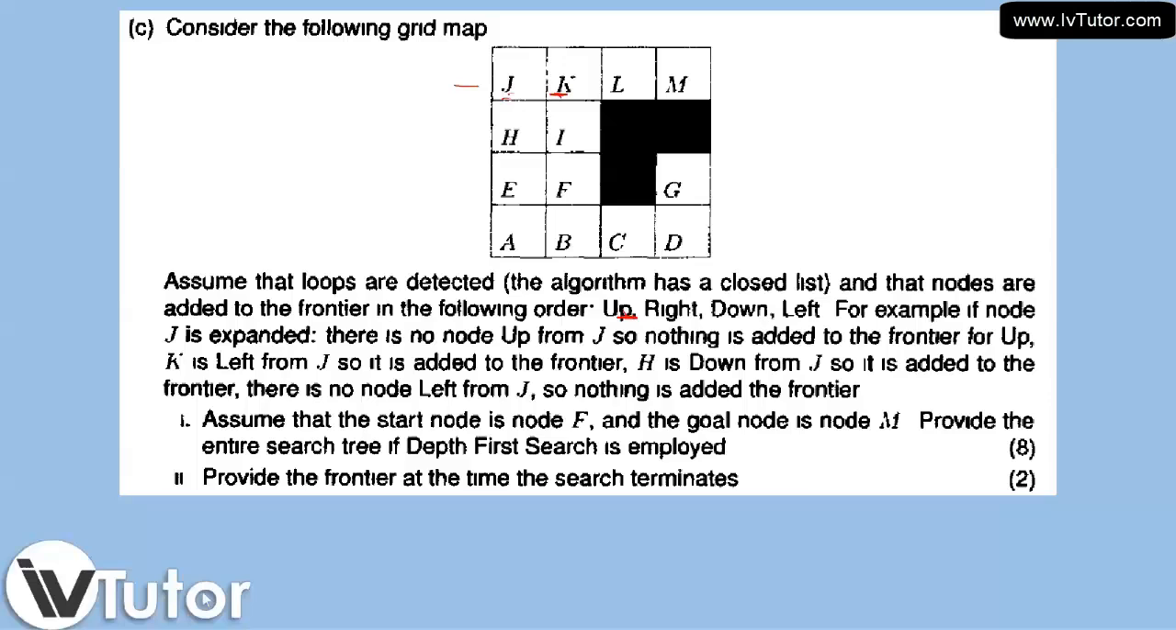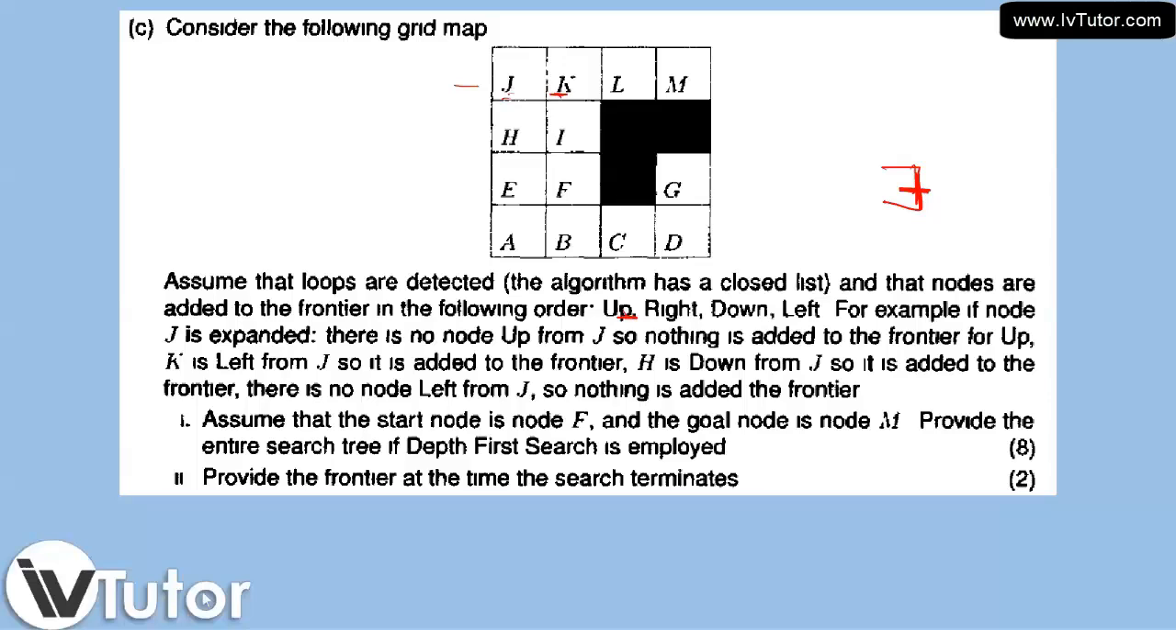Assume that the start node is F and the goal node is M. Provide the entire search if depth first search is employed. Adding to the frontier, as I mentioned earlier, is pushing it to the door of expansion. The frontier is the gateway for expansion. If you're at the frontier, it means you are next, the one who's going to be expanded next. All right, so let's start again.